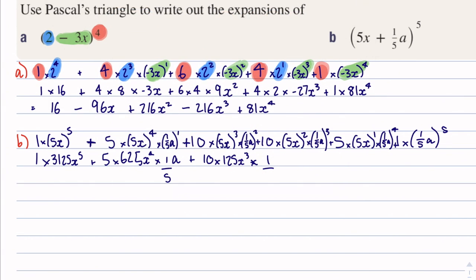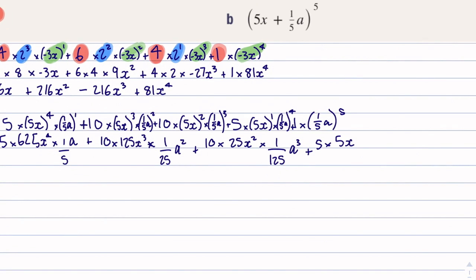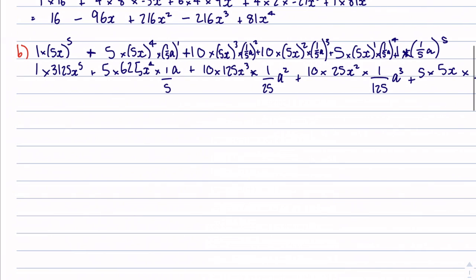1 on 5a, 1 on 25a squared, plus 10 times 25x squared times 1 on 125a cubed, plus 5 times 5x times 1 on 625a to the 4, plus 1 times 1 on 3125a to the 5. Okay, now some of these 5s are going to start cancelling out.